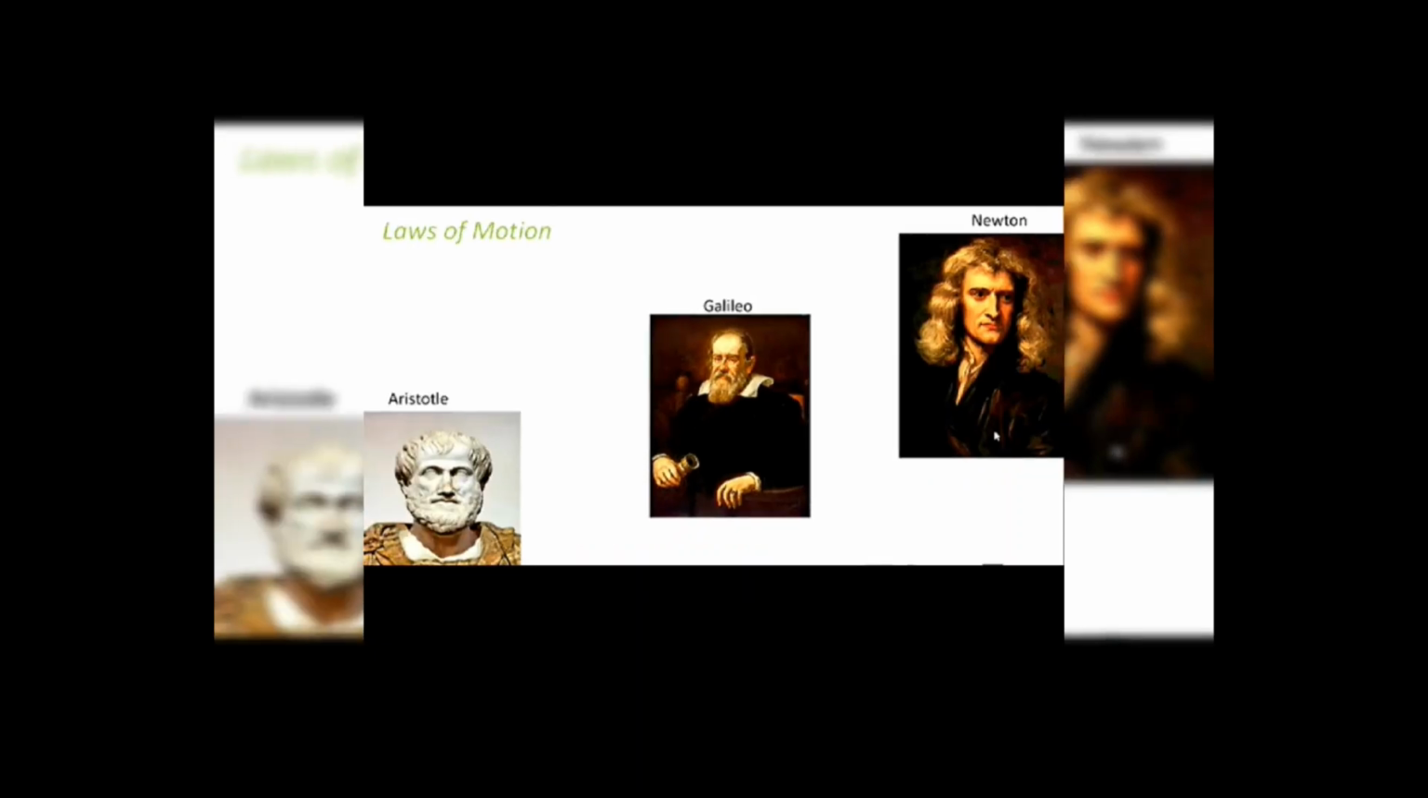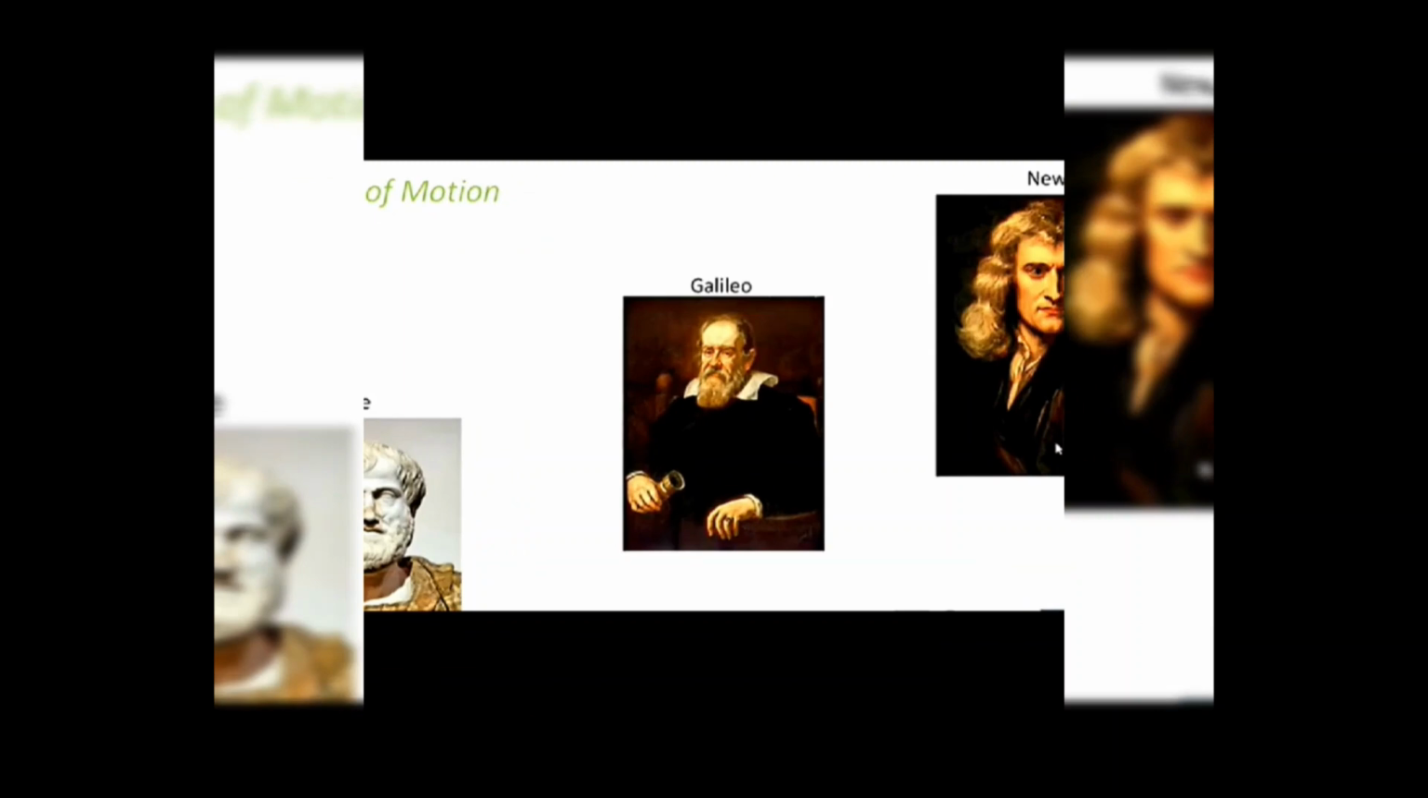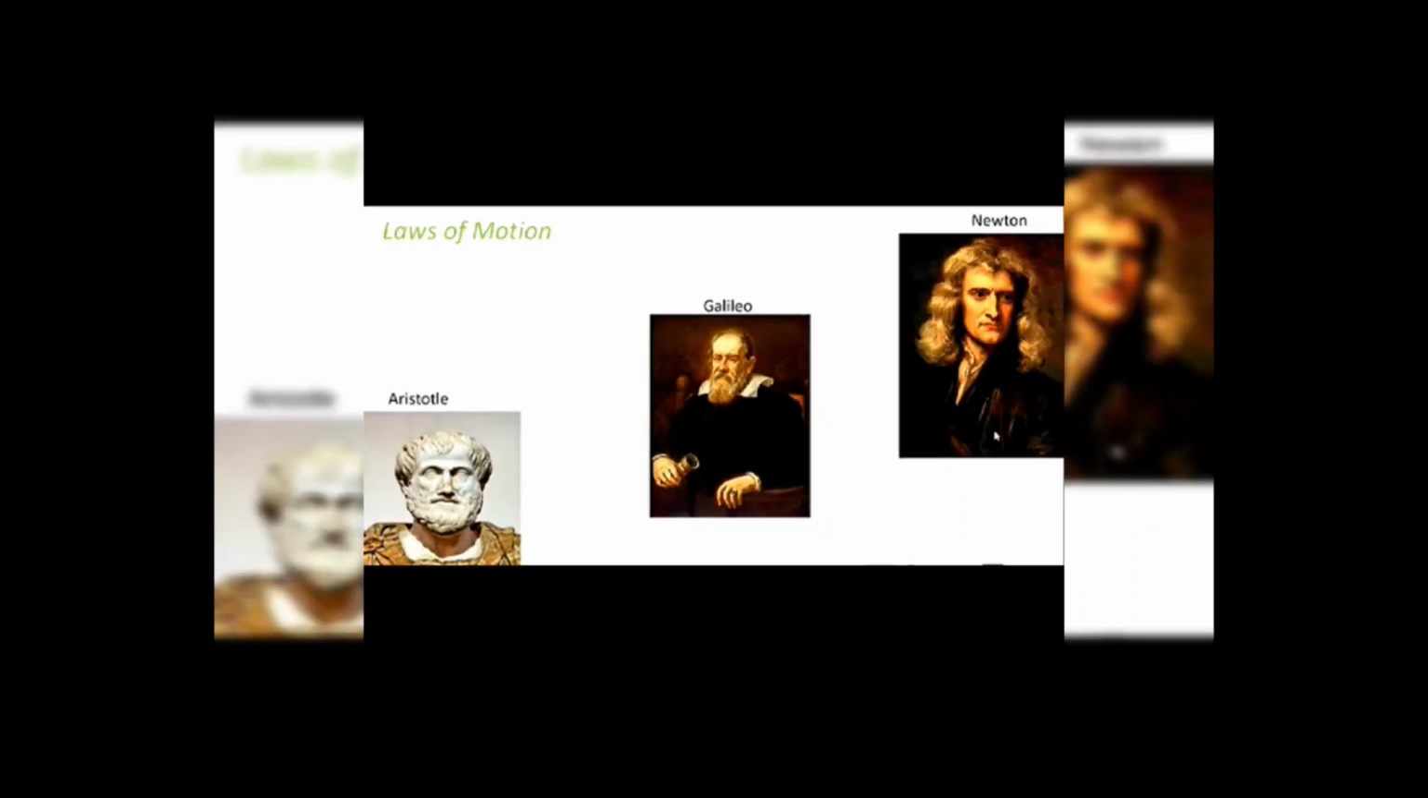So there were other scientists as well who did a lot of study and research on force and motion, because force was the cause of motion. So they were trying to study the relation between force and motion. The first scientist to do research on all this was Aristotle. After Aristotle, it was Galileo who gave some of the concepts related to force and motion, and then came Newton, who gave the three important laws of motion, known as Newton's laws of motion, which became the pillar of Newtonian mechanics.